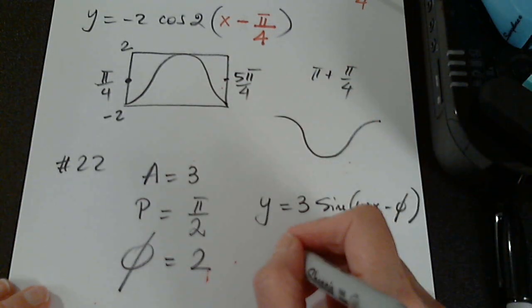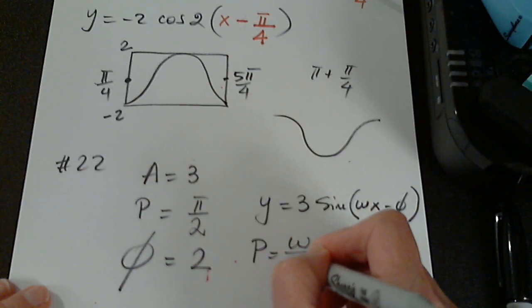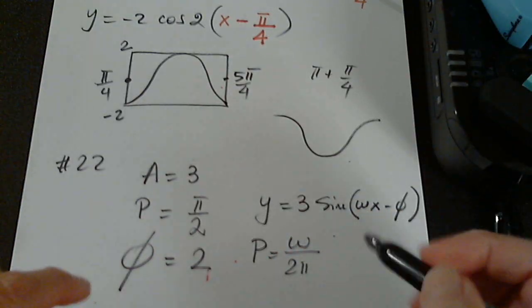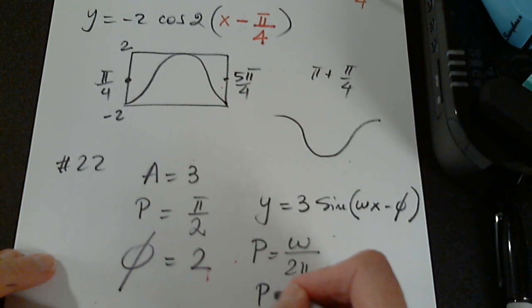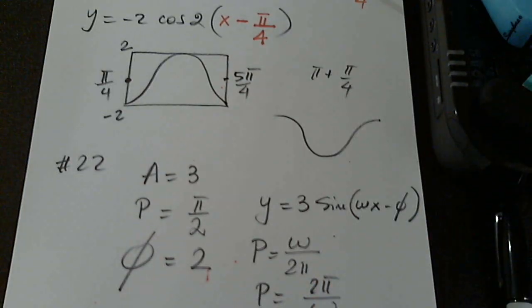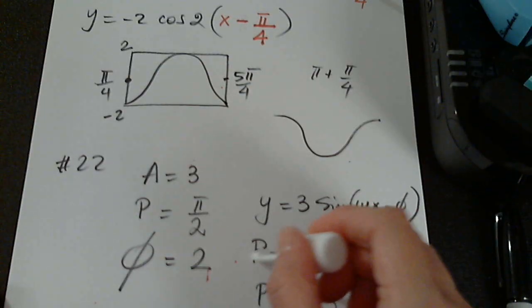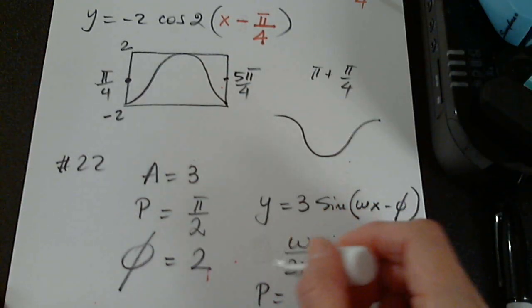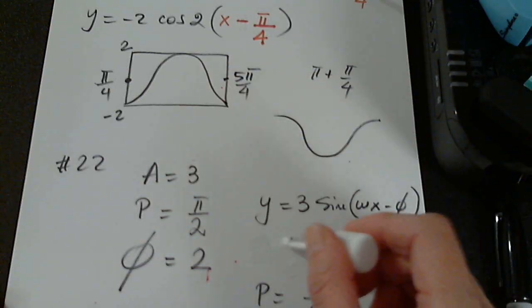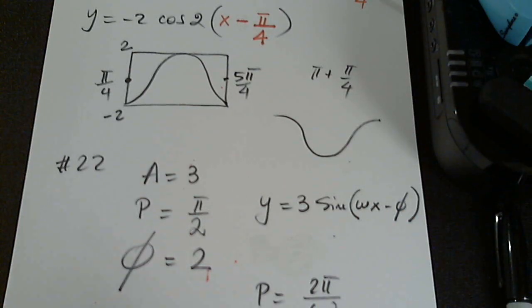I know that the period is omega over 2 pi. I'm sorry. It's 2 pi divided by omega. Why did I write that? Because I'm trying to finish. No excuse. I'm rushing. Don't rush. Monica, don't rush. Okay. So 2 pi over omega.